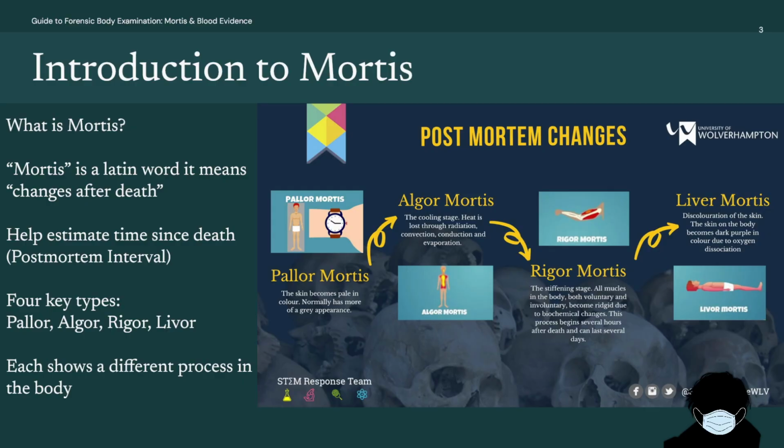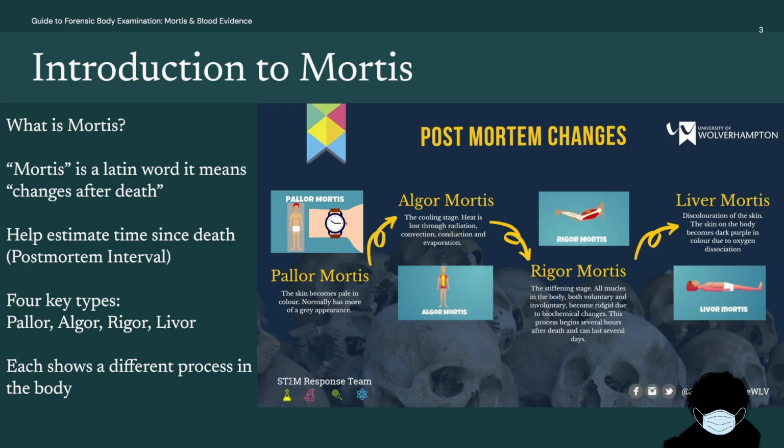So here's an introduction to Mortis. Mortis is changes after death. It helps to estimate the PMI, the post-mortem interval. There are four key types to remember: pallor, algor, rigor, and livor. First, we have pallor mortis. Pallor mortis is when the skin becomes pale in color. It normally has more of a gray appearance.